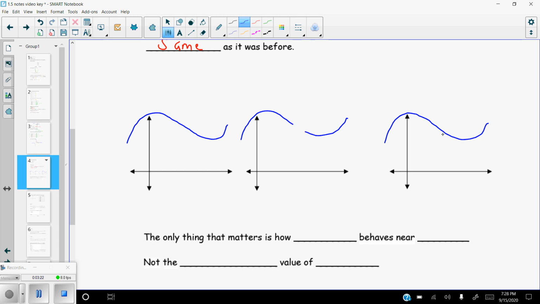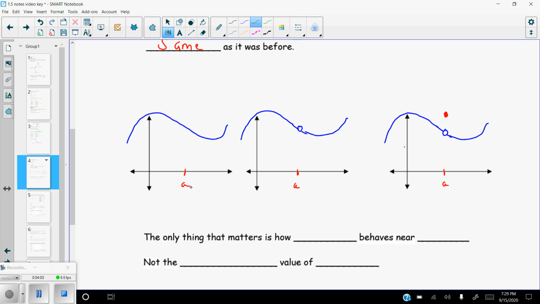Right here I'm going to erase, and right here I'm going to erase about that same place. And I'm going to exaggerate a hole right there, and I'm going to exaggerate a hole right there. And then the last one, I'm actually going to define a point right there. So let me go ahead and finish connecting these the way they should be connected. All right, so basically this is the same graph. So we're going to call this point right here, that x value, A. Same place here, we'll call that A. And then if I can do it about the same place here, we'll call that A.